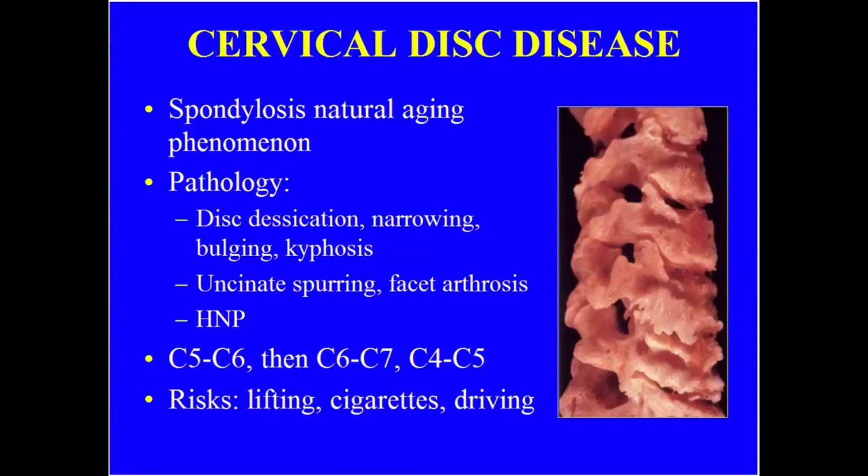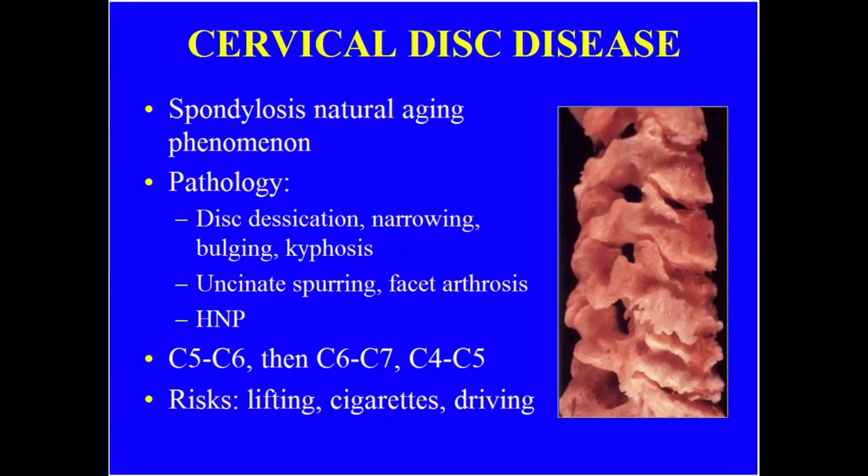We'll start with cervical disc disease. Cervical spondylosis is a natural part of the aging phenomenon in the cervical, thoracic, and lumbar spine. The pathology that you see includes disc desiccation, or drying out of the disc, narrowing of the disc space, bulging, and each cervical disc has a little bit of intersegmental lordosis, so as it collapses, it becomes slightly kyphotic. And that kyphosis is important in what we see later in terms of cord compression and thinking about treatment.